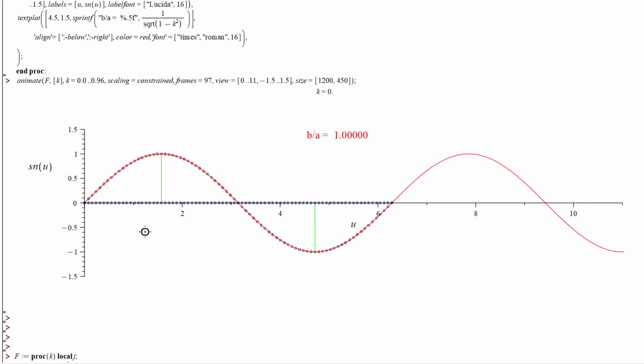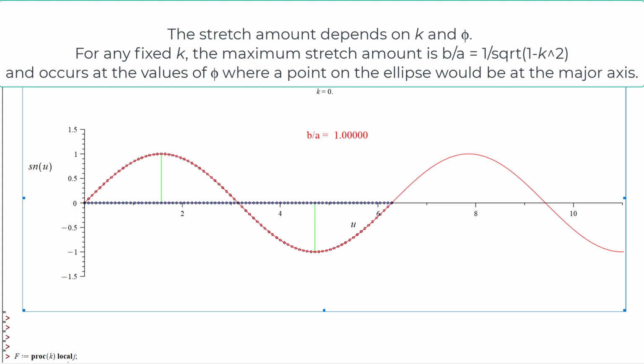So to see how this stretching changes the graph, we'll get Sun-u and Kun-u. Well, I'll start with Sun-u. So Sun-u, if k is 0, Sun-u is just sine. And the maximum stretch is this value here, b over a. So there's no stretch at all. Everything's stretched by 1.